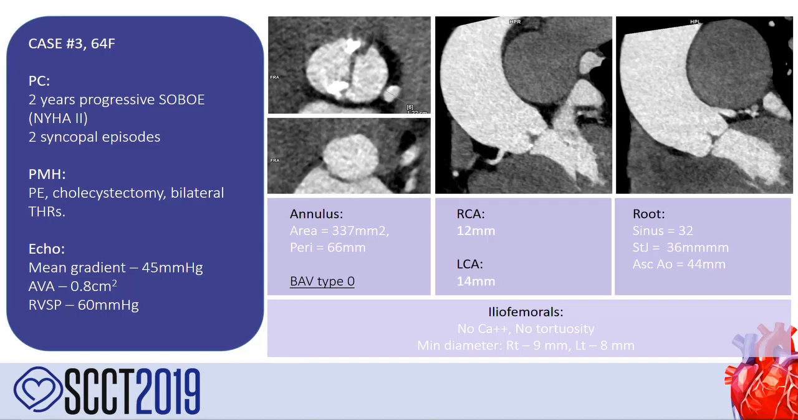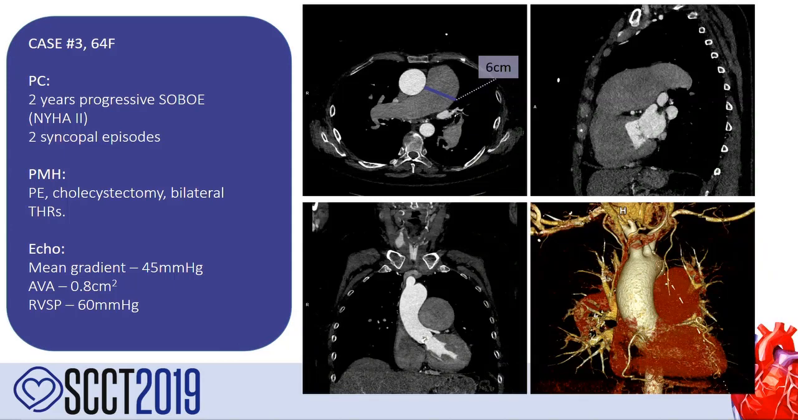The coronary heights are good, the root is good, and the iliofemoral are good with adequate access bilaterally. So once again, a green light for TAVR. Except once again, there's yet another finding on the CT. The pulmonary artery is absolutely enormous, measuring 6 centimeters across. And while you can get a bit of pulmonary hypertension with aortic stenosis, you don't typically hit 6 centimeters in transverse diameter. This is far more consistent with a pre-capillary pulmonary hypertension.